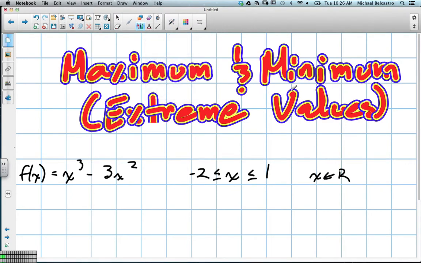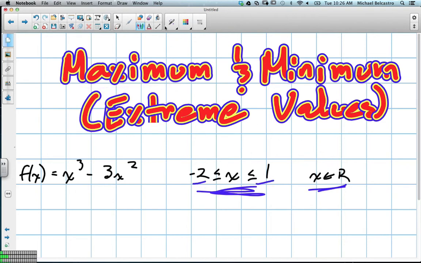So we're going to be looking at maximums and minimums, extreme values. We're going to take a look at this equation here. We have a cubic function, and we're looking for the maximum and minimum of it. The only thing is there's a restriction on it: every number between -2 and 1.